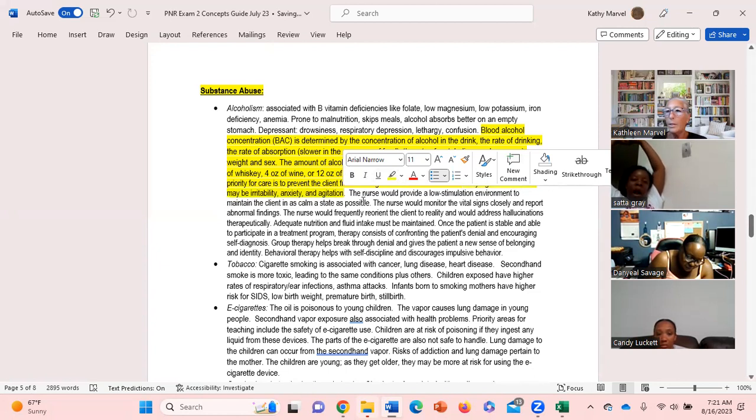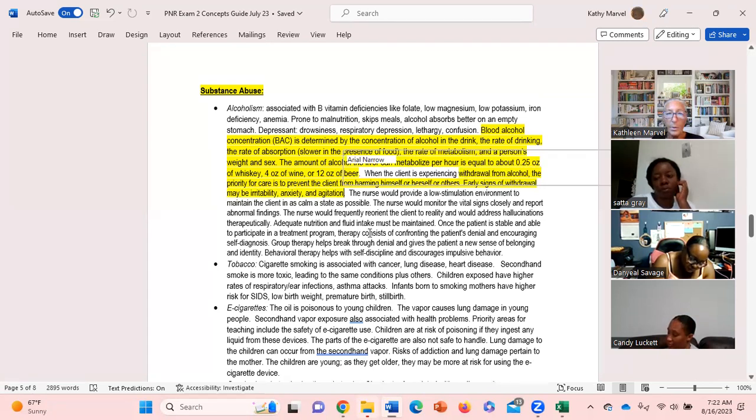And then here are some interventions of what the nurse would do. Provide a low stimulation environment. Try and keep the client as calm as possible. Monitor vital signs. Report abnormal findings. Try and reorient them to reality if necessary, if they're having hallucinations. Adequate fluid.